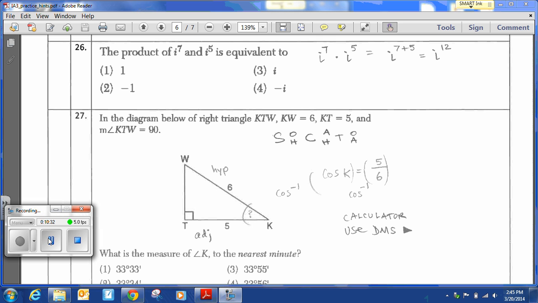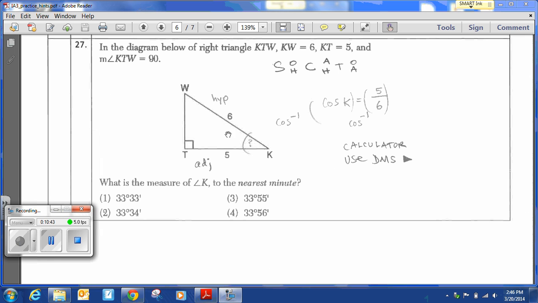Finally, your i powers, if you forgot what i to the 1st, i to the 2nd, i to the 3rd, and i to the 4th power are, you can always plug them in the calculator because the calculator does those for you. And number 27, you're going to use SOHCAHTOA. Specifically, you're going to use cosine because 5 and 6 are basically the adjacent and the hypotenuse sides, with k being the angle of perspective.